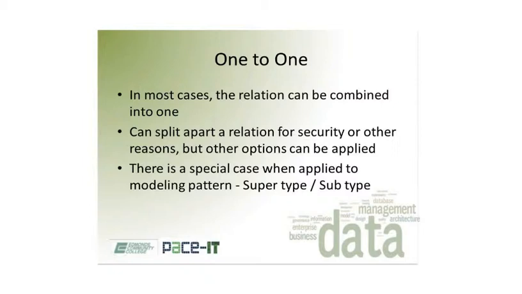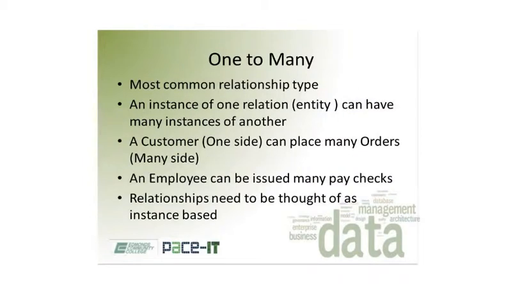One of the most common types of relationships is one-to-many. This is a case where an instance of one relation, that is an entity, can have many instances of another. The typical example we use would be a customer, being on the one side, who can place many orders, and each order is a many-side relation to the customer. And again, an employee may be issued many paychecks. The employee is the one side, the paycheck is the many side. Hopefully an employee gets many paychecks. There are some employees who only get one paycheck, but then I guess they didn't make it.